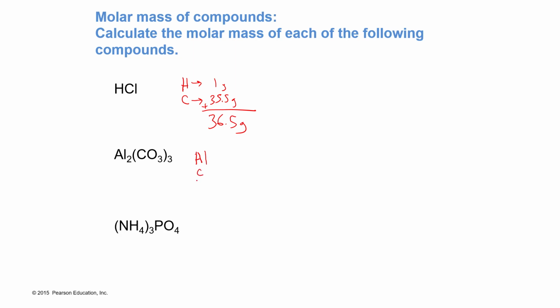For the next one, you want to make sure to figure out the mass of aluminum, carbon, and oxygen, and multiply it by the number present in this whole compound. And then for the last one, you're going to want to do nitrogen, hydrogen, phosphorus, and oxygen. Again, you want to figure out how many of each to do the multiplication. So go ahead and pause the video and work through these, and then I'll come back and give you the answers.